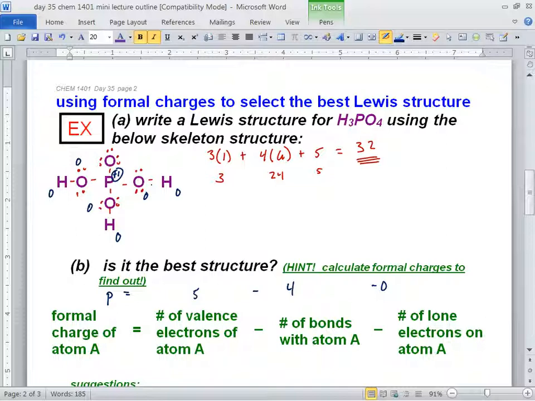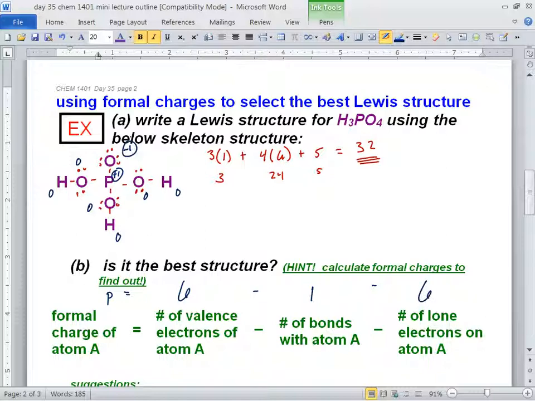Now I've done this a bunch of times. I don't remember this answer, but I know that if I don't do this right, that oxygen sitting up there on top that we haven't figured out yet had better turn out to be minus 1, because they all have to add up to the overall charge on this thing. So if it doesn't come up to be minus 1, we screwed up somewhere. Okay? So number of valence for that top oxygen is 6. Number of bonds is, everybody, 1. Number of lone electrons is 6. So it is negative 1.